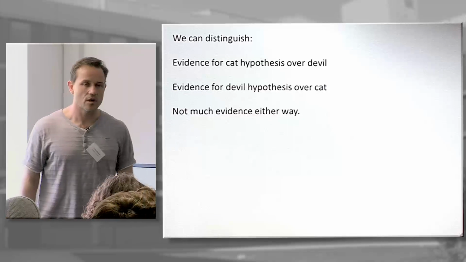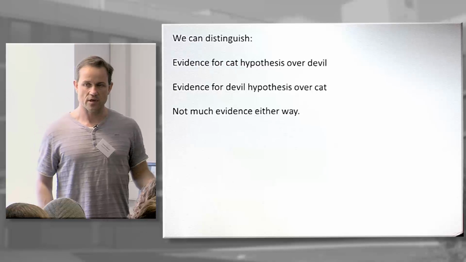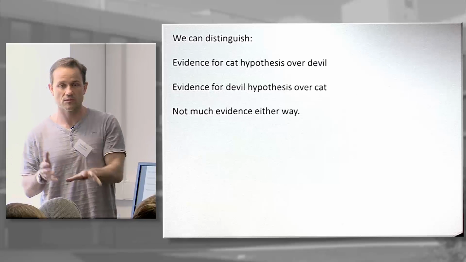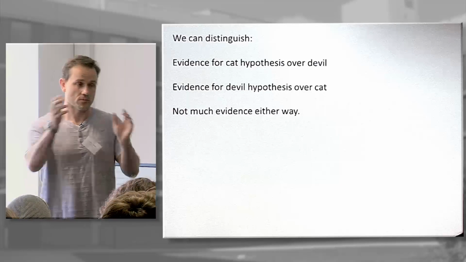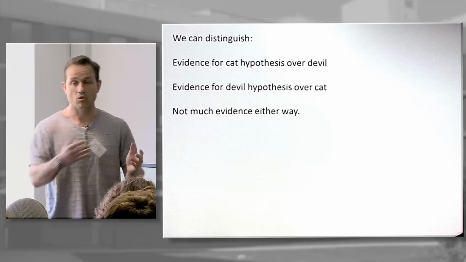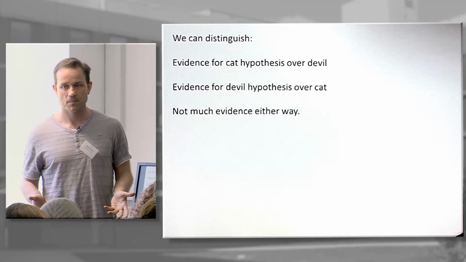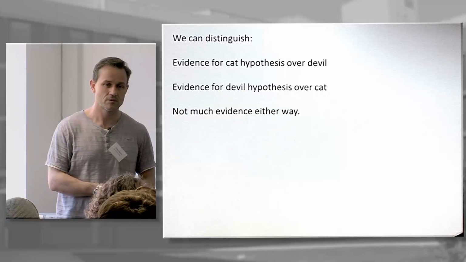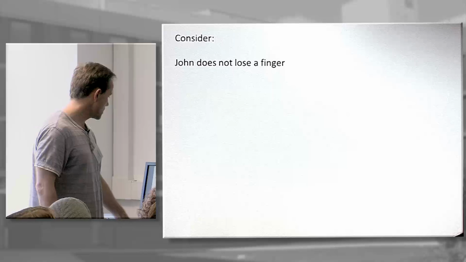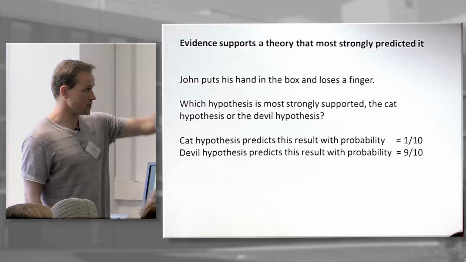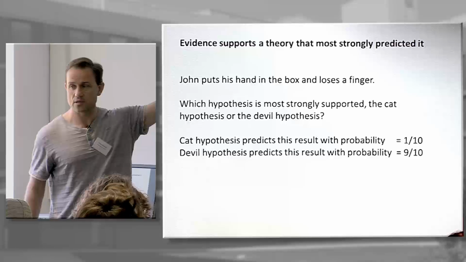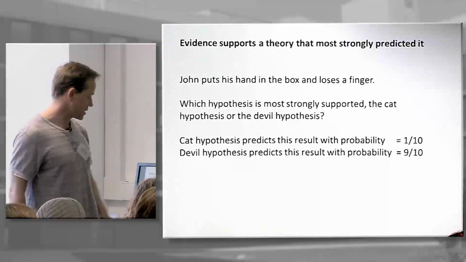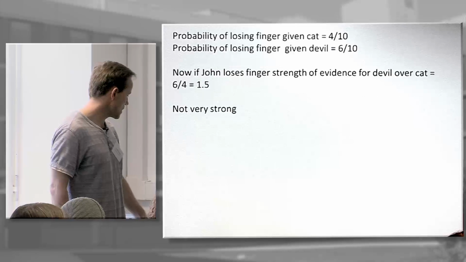So now I've given you 3 states of affairs. In one case, we had strong evidence for one hypothesis rather than the other, or strong evidence the other way around, or not much evidence either way. So we've already made a 3-way distinction that we couldn't make with p-values. And one way of saying that is that principle up there: evidence supports the theory that most strongly predicted it. P-values don't respect that principle. So if you think that principle makes sense, then p-values isn't the way to proceed.